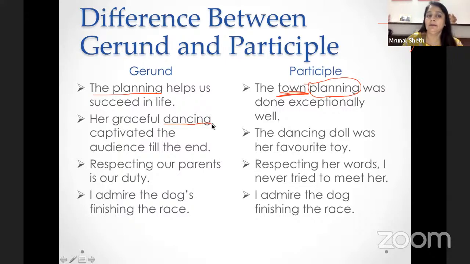Dancing. What captivated the audience? Her dancing. It captivated the audience. So again, it's a gerund. Here the same word, dancing. But what kind of doll? Dancing doll. So it describes the doll, right? And hence it is an adjective.